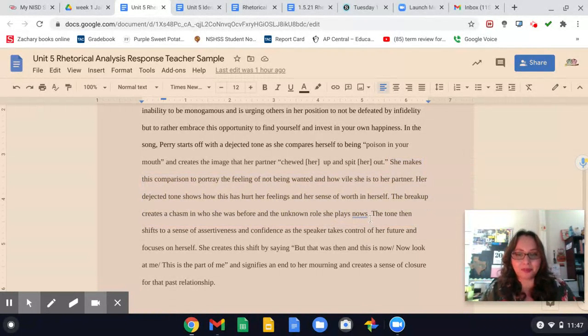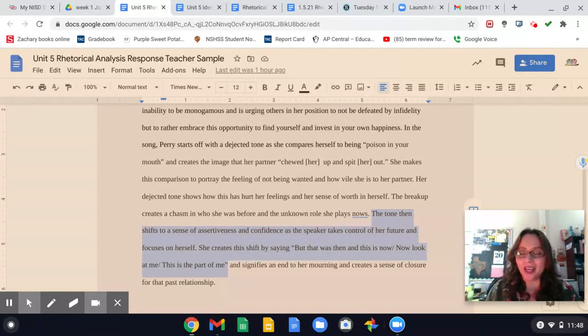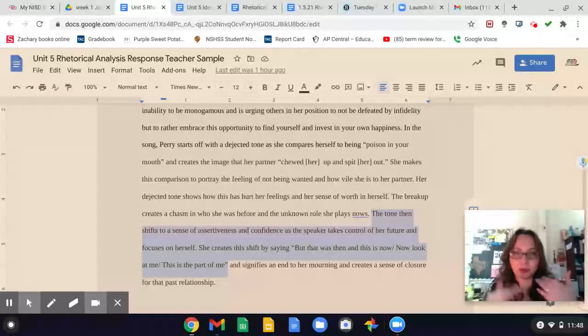So I continue. The tone then shifts to a sense of assertiveness and confidence as the speaker takes control over her future and focuses on herself. She creates this shift by saying that was then, and this is now. Now look at me. This is the part of me. So I really couldn't blend, embed my evidence as I wanted to there, so I can work on that. But I want to put the evidence in because this is a poem, this is a song. I want to keep integrity to the structure of it.